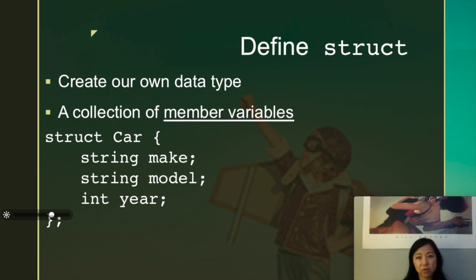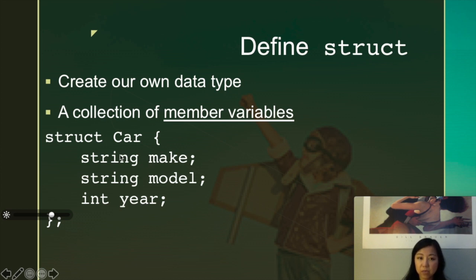Basically, no matter if it's struct or classes, we are creating our own data type. In a struct, not that this is the only way, but when we look at struct, we always just consider that it is a collection of member variables. So you see here the example of a car. There are three member variables. They are the make, the model, and the year.